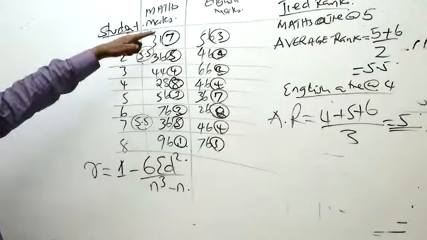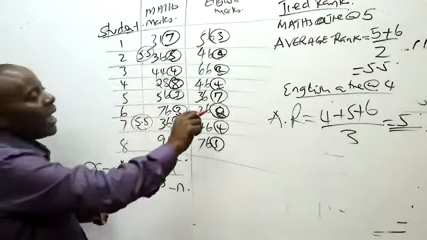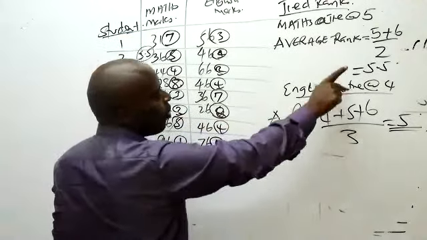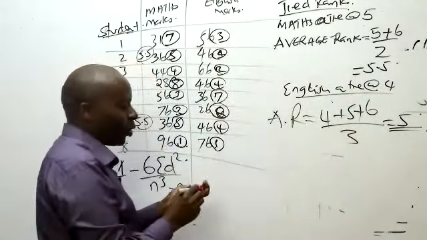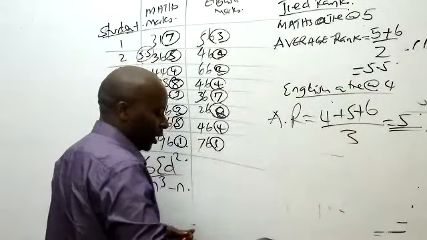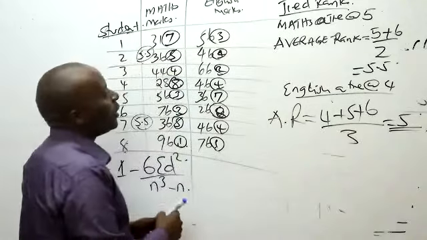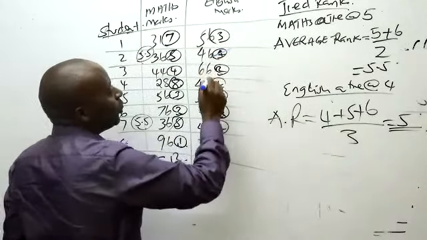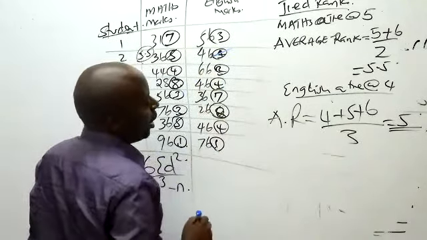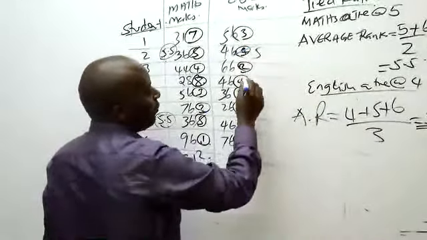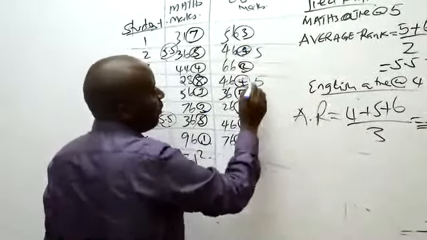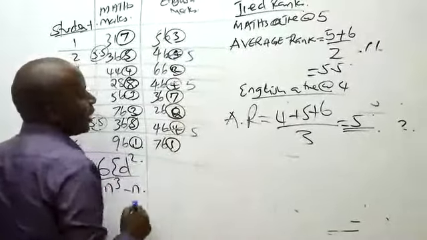Come to English marks, also we had some tied rank of 4. So delete this 4, delete this 4, delete this 4, delete these 4, ladies and gentlemen. Instead of 4, give us the average rank. The average rank is 5. When you see 4, give them the average rank.